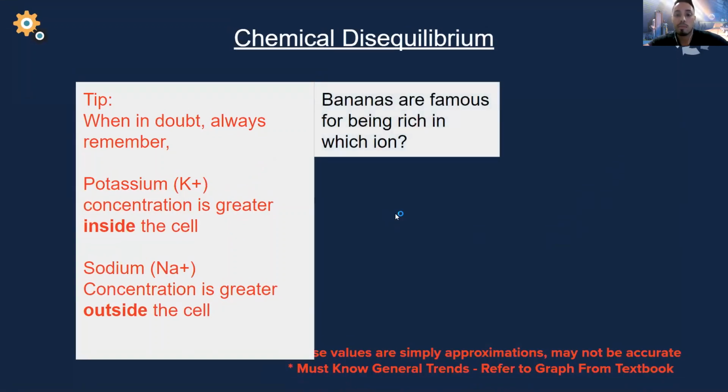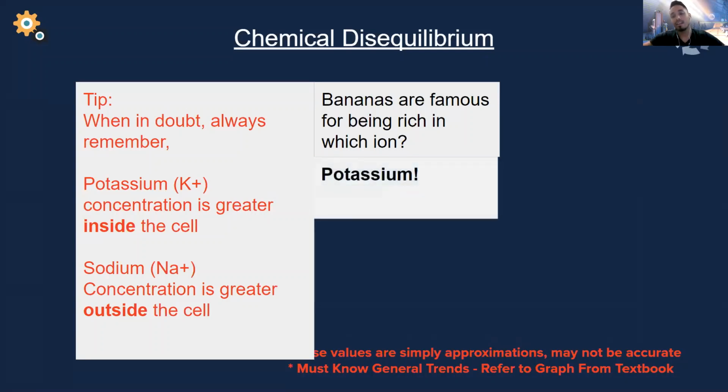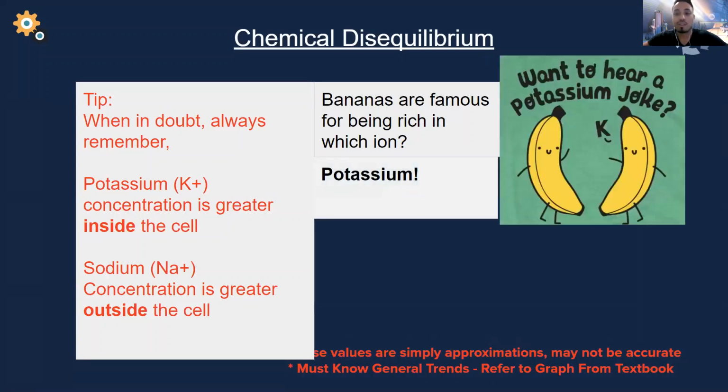How I remember it is, what are bananas famous for being rich in? Anybody can unmute themselves or drop it in the chat. Potassium. Great job. Gold star. Yes, bananas are famous for potassium. Want to hear a joke about potassium? K. Get it? K plus. Anyways, sorry, a little cheesy, I know.